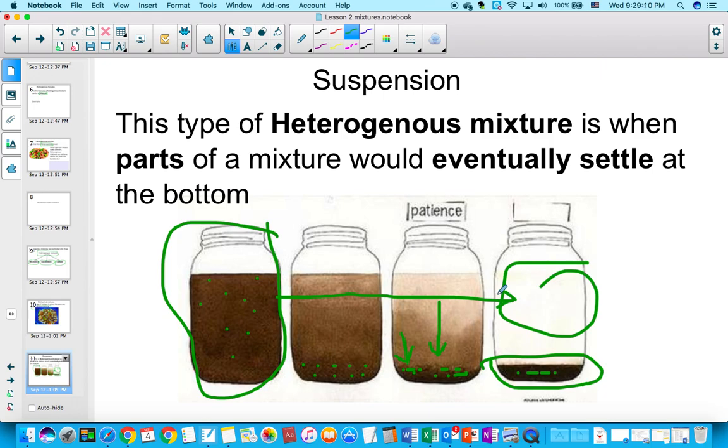So a suspension at first looks like a solution or homogeneous, but over time, the particles, the mud, the other parts of the mixture will settle down at the bottom. So if I were to ask you on a test, for example, is mud and water or dirt water or sand and water a heterogeneous or homogeneous mixture? Well, then you would say it is a heterogeneous mixture, and it's also a suspension because the dirt, the sand, the mud, whatever you have, will eventually hit the bottom.